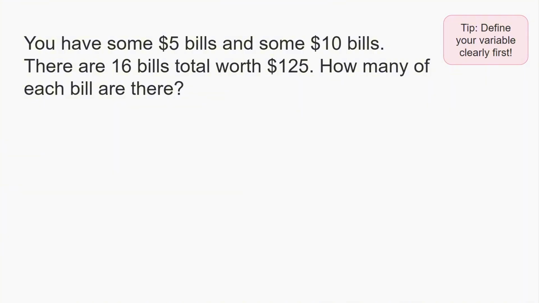This question states, you have some $5 bills and some $10 bills. There are 16 bills total worth $125. How many of each bill are there? So first, let's start with defining our variables. So we can have f equal number of $5 bills, and we can have t equal the number of $10 bills.